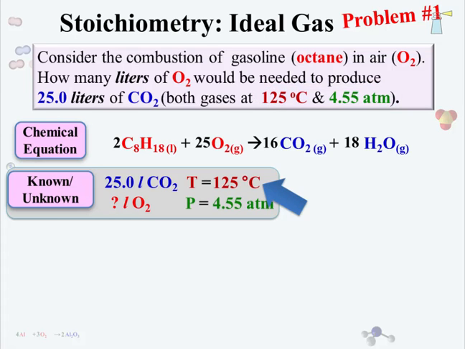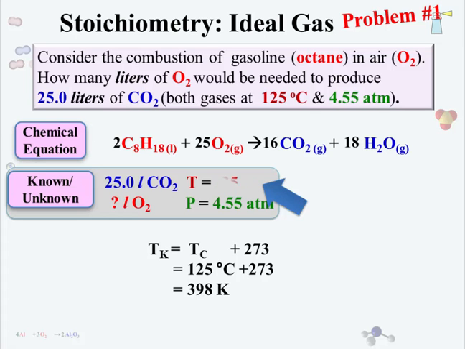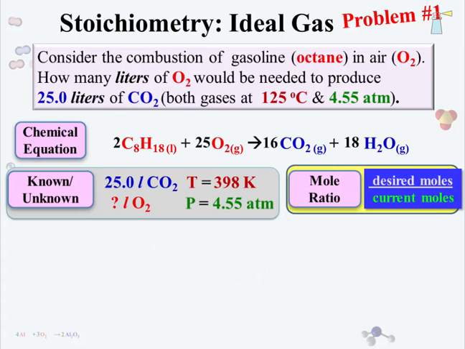From our study of gases, we should recall that calculations involving temperature have to be in Kelvin scale. A quick conversion is needed. The conversion equation has the temperature in Kelvin being equal to the temperature in Celsius plus 273. 125 plus 273 is 398. 125 degrees Celsius is 398 Kelvin. Replace temperature values in the setup, and we're ready to move on to step 3, the mole ratio.